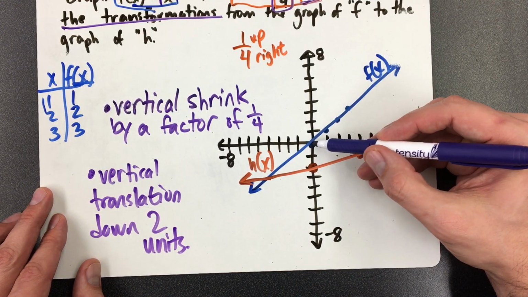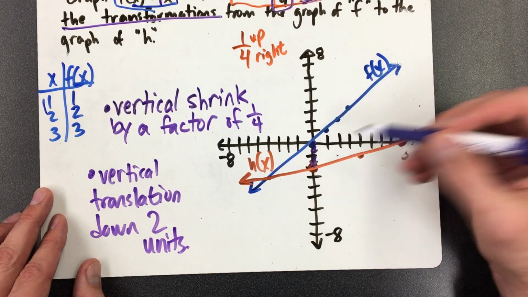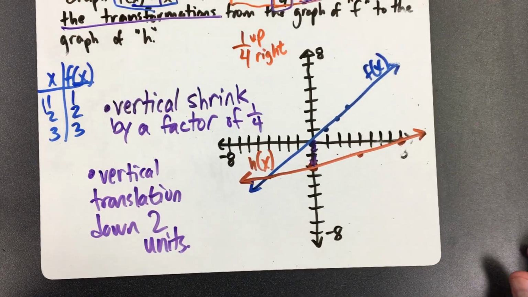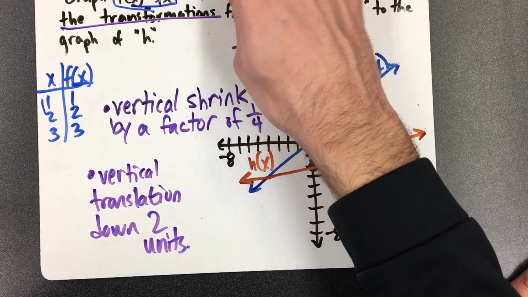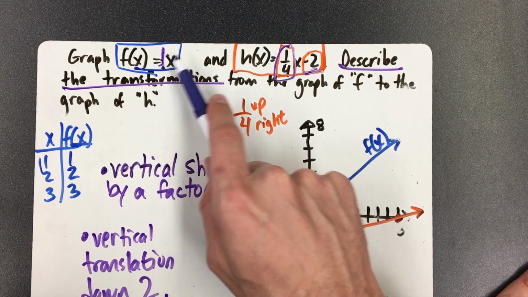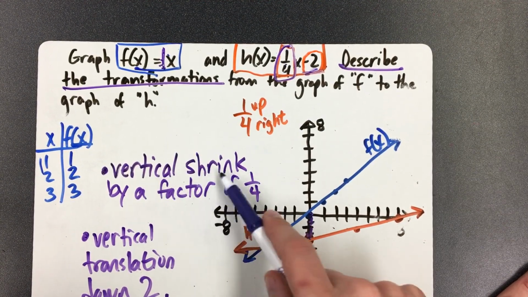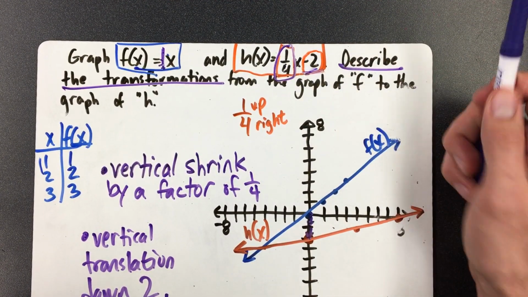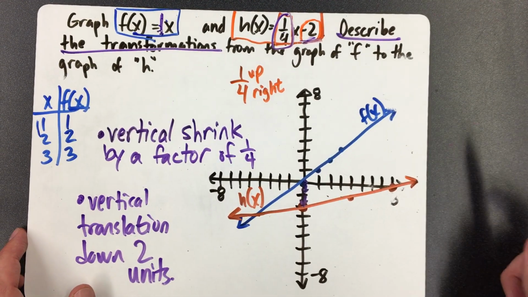You can see that right here. The original one, the blue one, crossed the y-axis at the origin. This one crossed, boom, boom, down 2 units. Those are the 2 transformations that we did. This was the original, it was just y equals x, and we changed the 1 to a 1/4, so we shrunk it by a factor of 1/4, vertical shrink, and then we added this -2 at the end. That's a vertical translation, 2 units down.